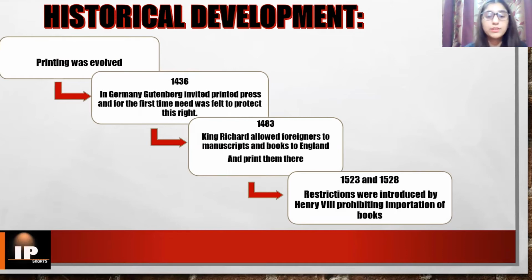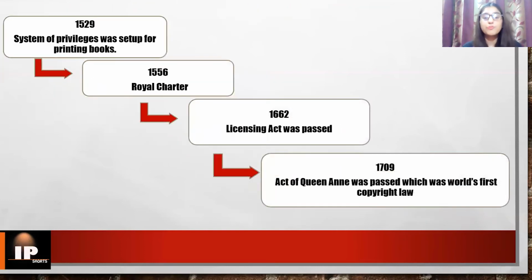So thereafter in 1483 King Richard ने foreigners को allow करा to import manuscripts and books to England and print them there. Thereafter in 1523 and 1528 restrictions were introduced by Henry VIII prohibiting the importation of the books on the ground that there were already enough printers in England. फिर 1529 में एक system of privileges set up हुआ for printing books.